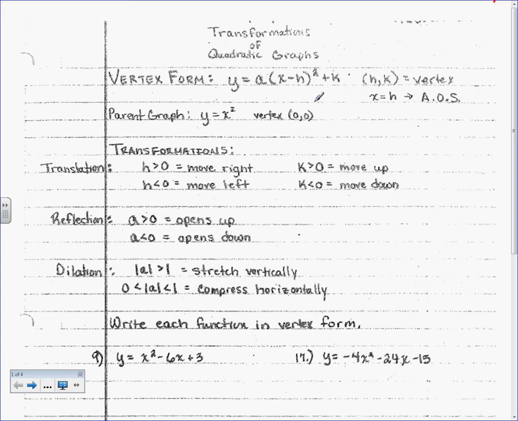So we are on 4-7. If yours got cut off, I don't think it did though. 4-7 is transformations of quadratic graphs. So let's go back a bit.